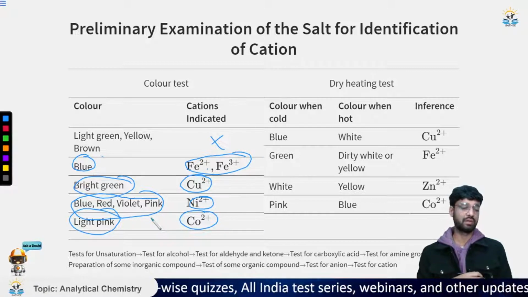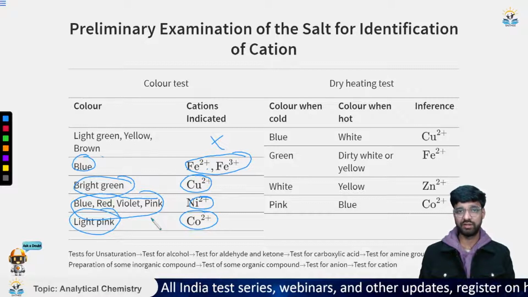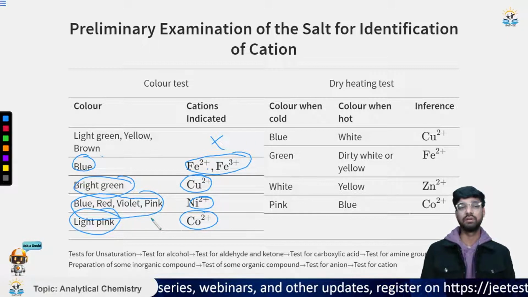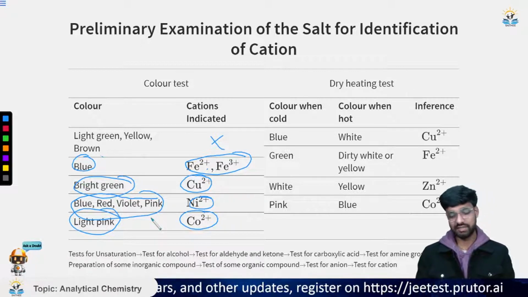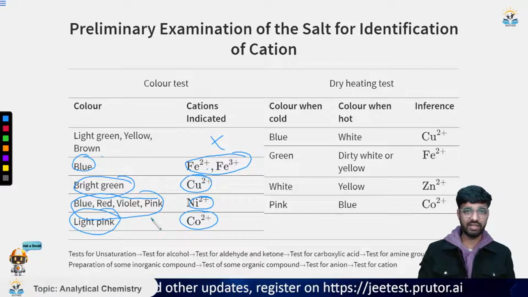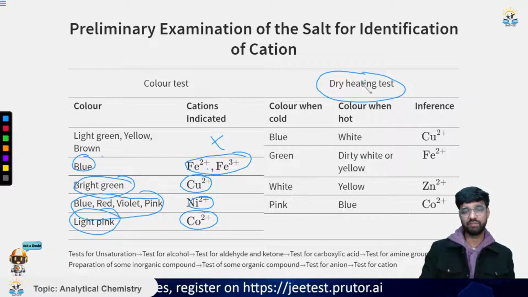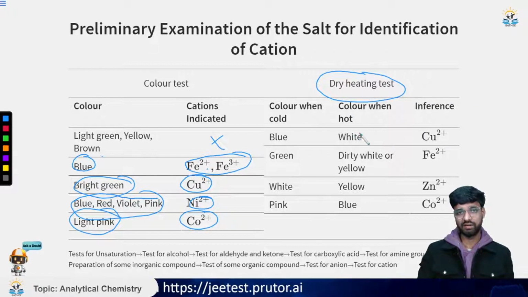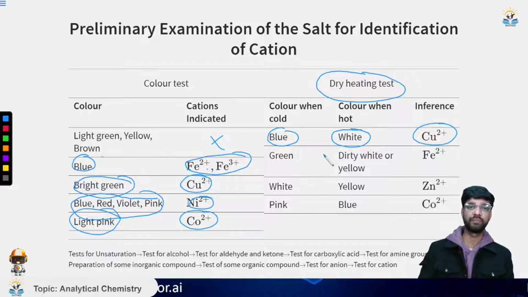Why? Because the color of the compound is mainly due to the metal that is present, and it is mainly due to phenomena like metal to ligand charge transfer, ligand to metal charge transfer, or d-d transition. Now we have the dry heating test. We simply heat the salt. If it is blue when cold and upon heating it gets white, then it is Cu2+.